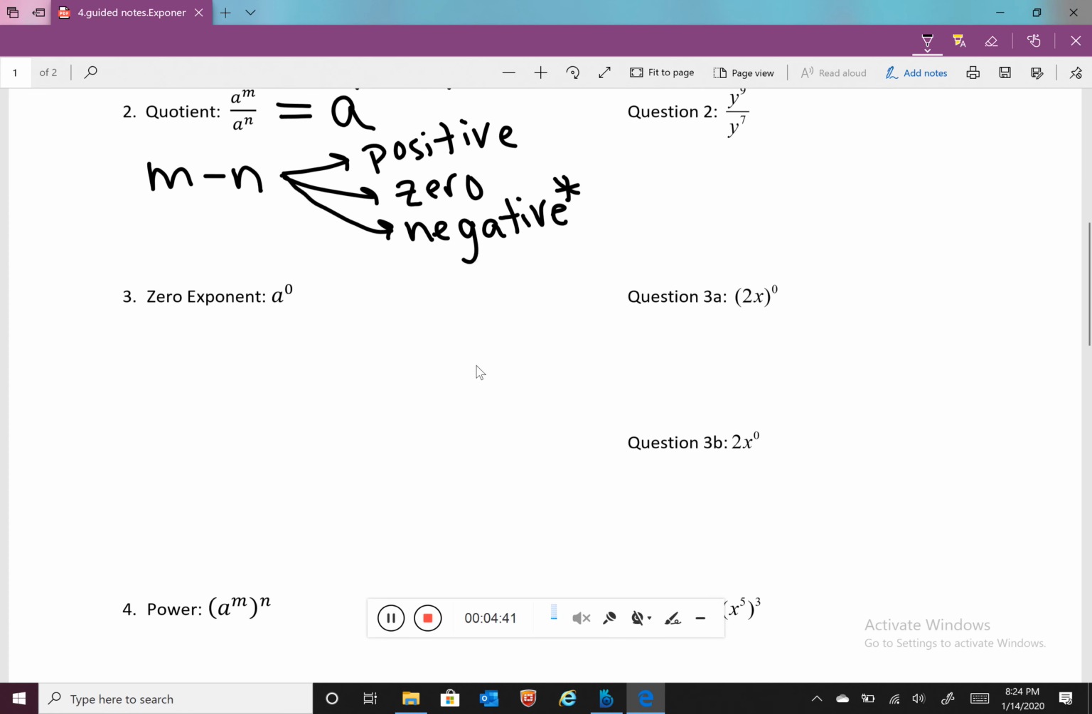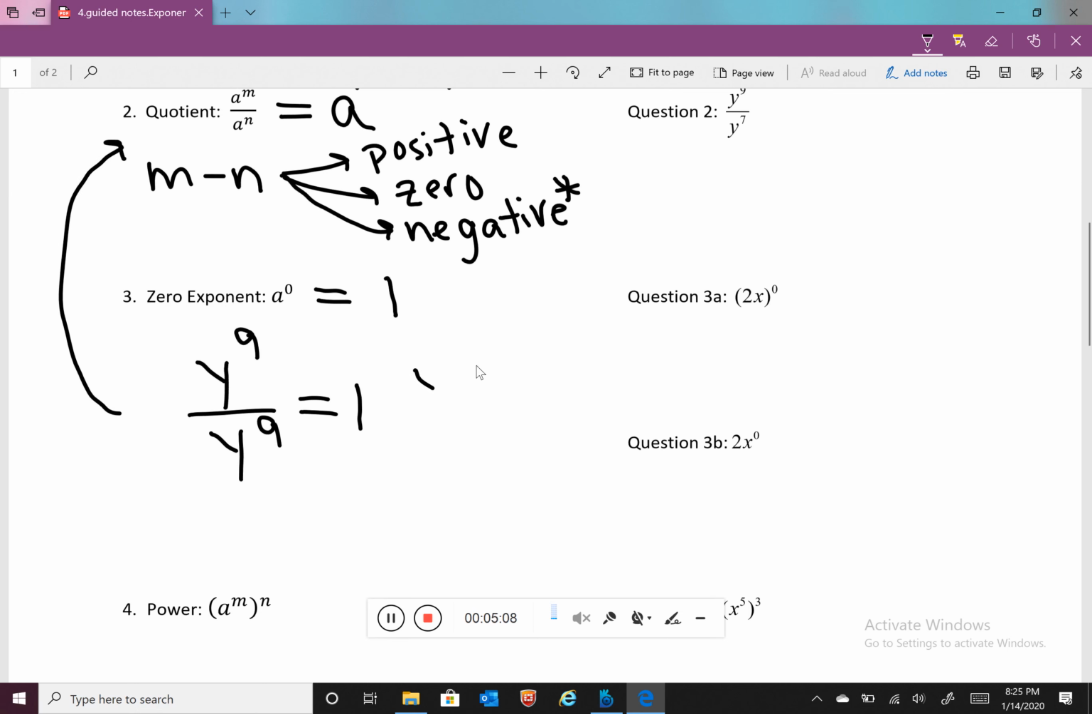Next, what happens if my exponent is 0? Well, this is always equal to 1. And the reason for that, if you think about y to the 9th over y to the 9th, anything divided by itself besides 0 is equal to 1. Well, what if we went back to this rule right there? We would subtract our exponents, and y to the 9th minus 9 is equal to y to the 0, and we're back to that equaling 1.